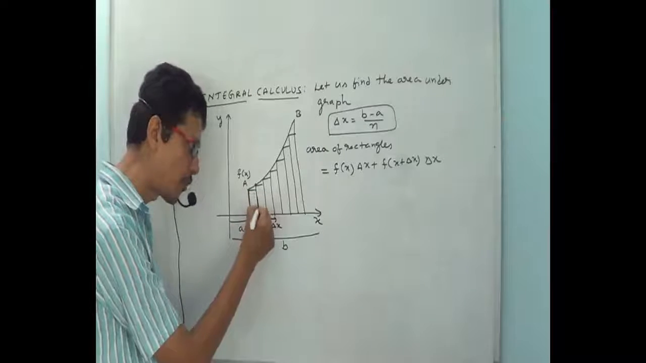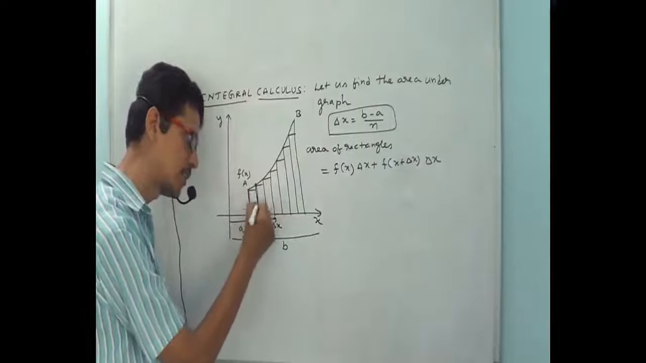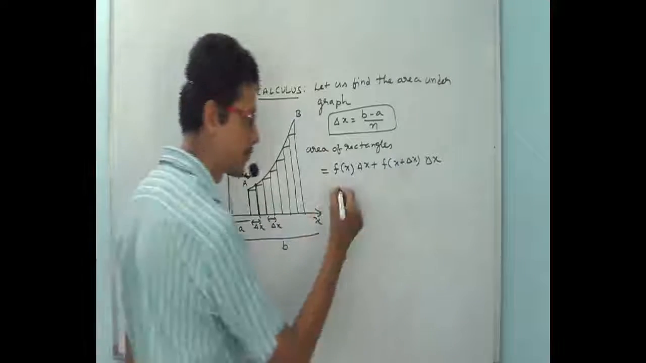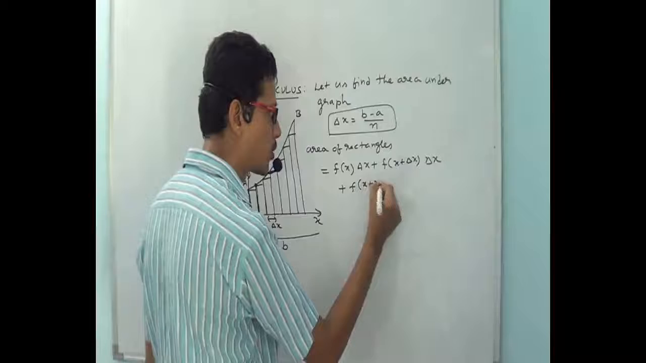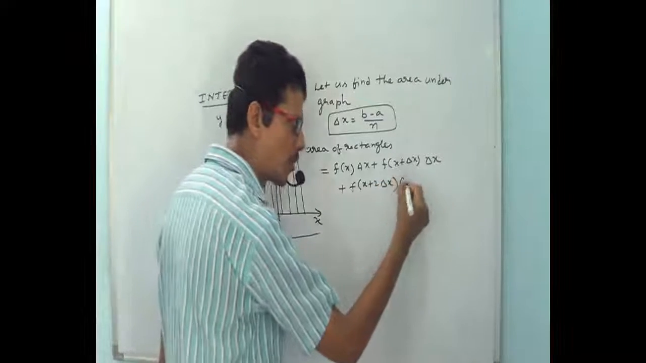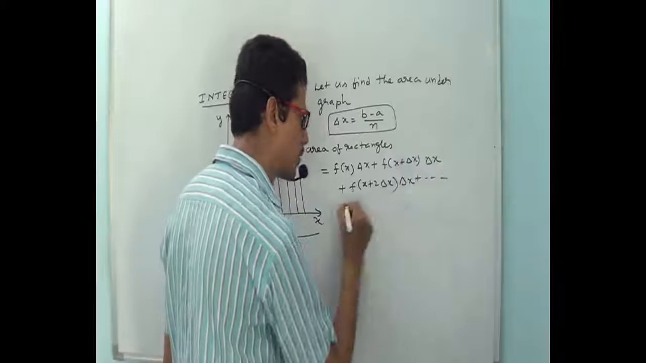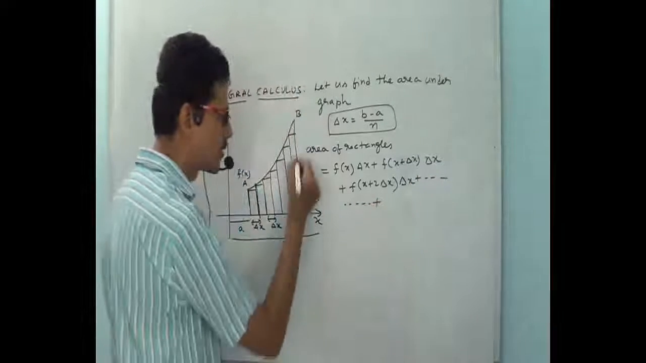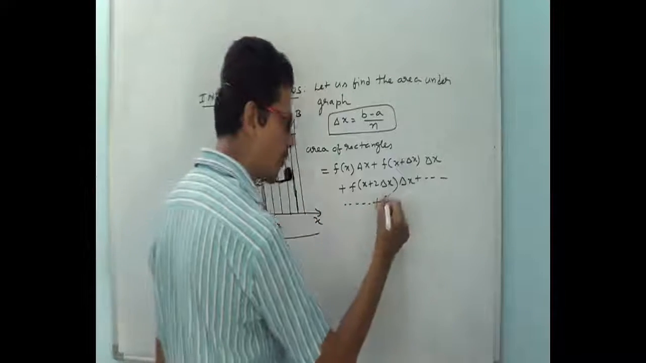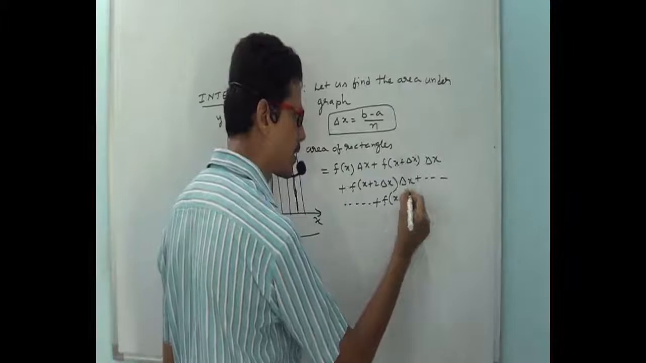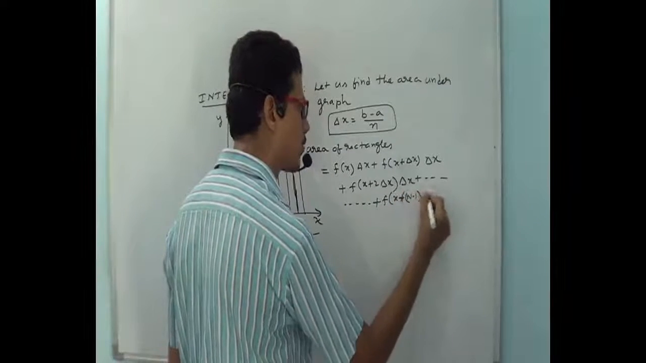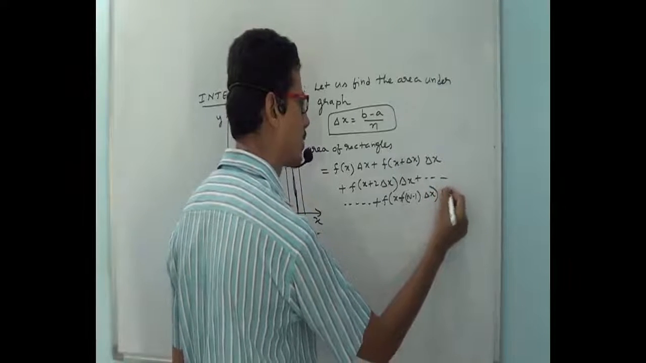And what is this length? f of x plus delta x. And what is this length? f of x plus 2 delta x. Length into breadth, breadth is same in all cases. So like this we have to continue. And what is the length of the last rectangle? f of x plus (n minus 1) into delta x, into delta x.